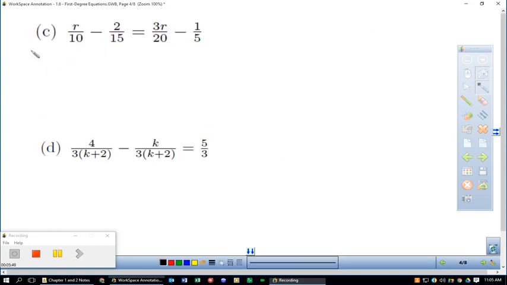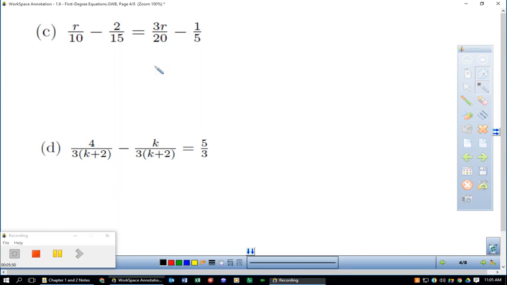Okay, starting with part C, you're going to have to deal with some fractions. So we have r divided by 10 minus 2 over 15 equals 3r over 20 minus 1/5. Now, the smartest thing we can actually do right here is to cancel out our denominators, to get rid of that denominator.